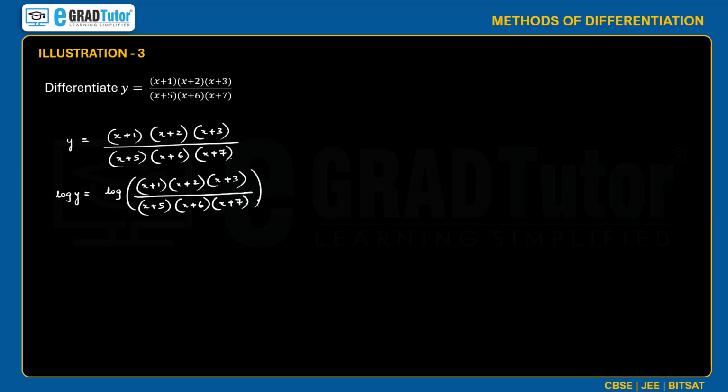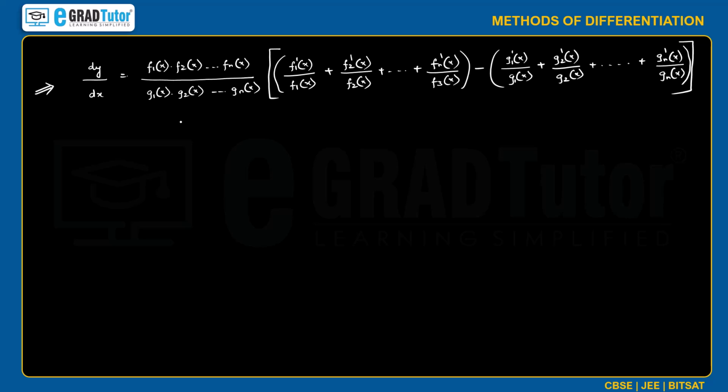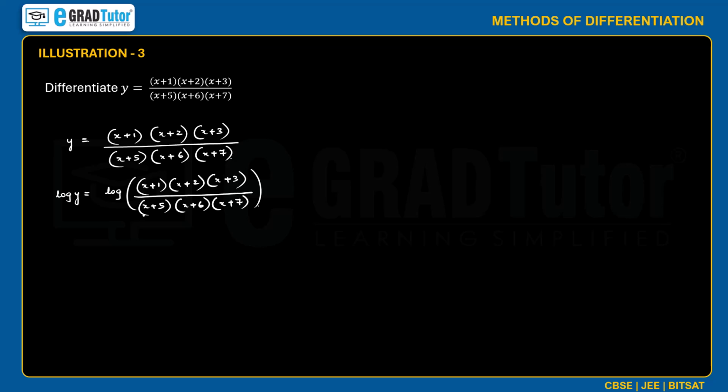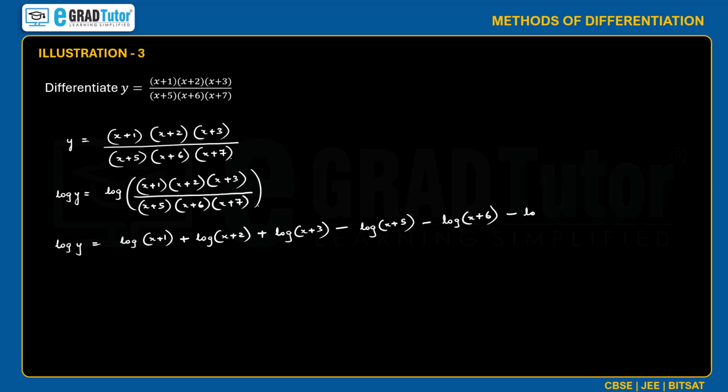You can actually use this final form in case you remember it. Let's use the identities and simplify. Let's directly write the simplified form. Log of x plus 1 plus log x plus 2 plus log x plus 3 minus log x plus 5 minus log x plus 6 minus log x plus 7.